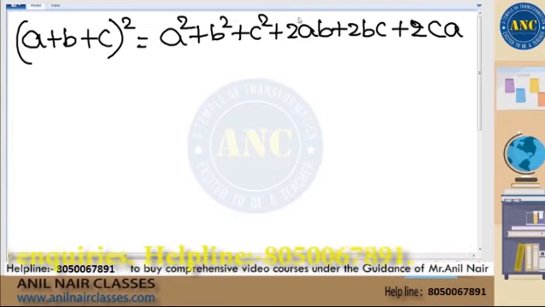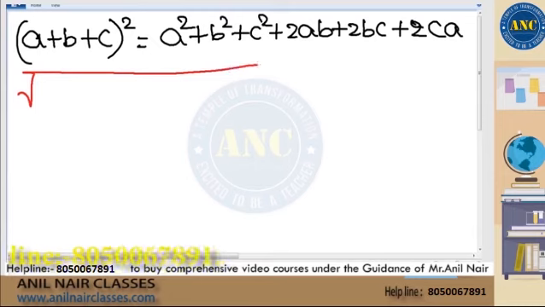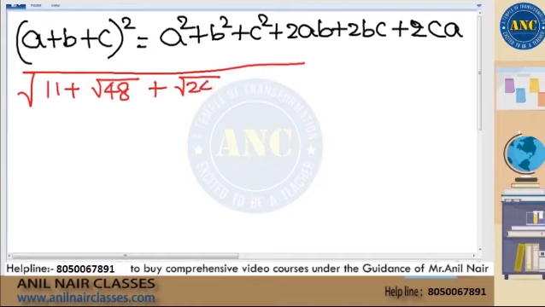Now listen carefully, sir. Suppose the question is like this: square root of 11 plus root 48 plus root 24 plus root 72. Now this is very difficult to solve because it does not have a 2ab term. It does not have an (a + b) whole square term.